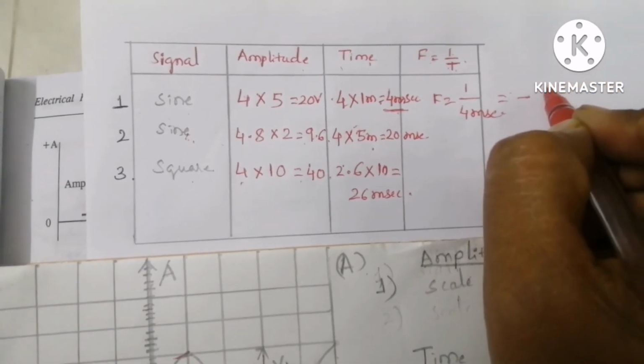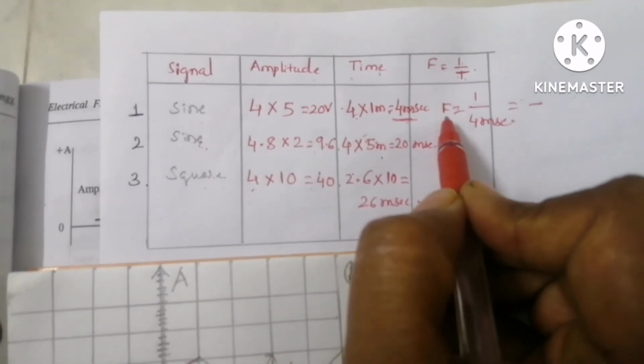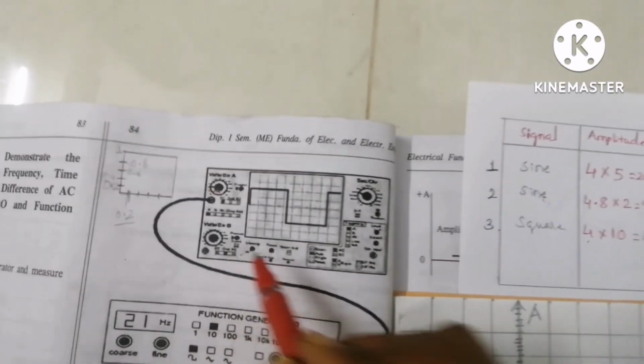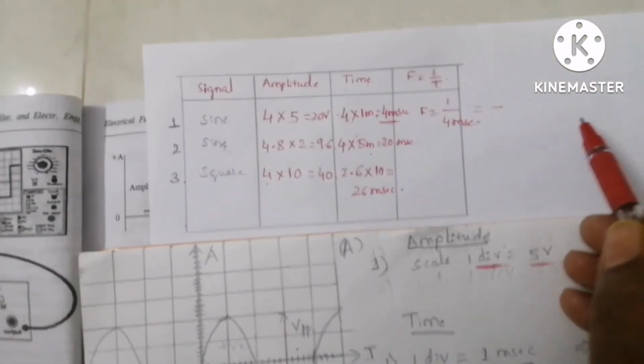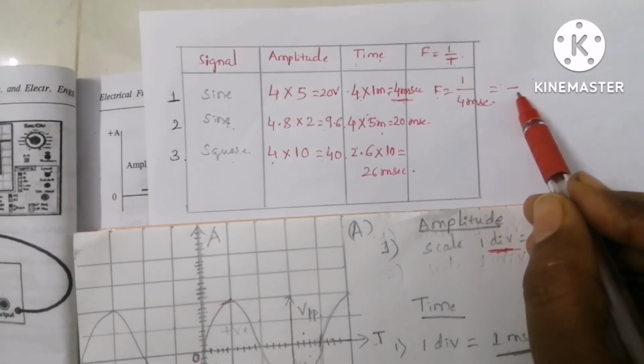So this is how we are measuring the amplitude, time as well as frequency from the CRO, and we are verifying with the function generator frequency for our understanding here, for the verification.